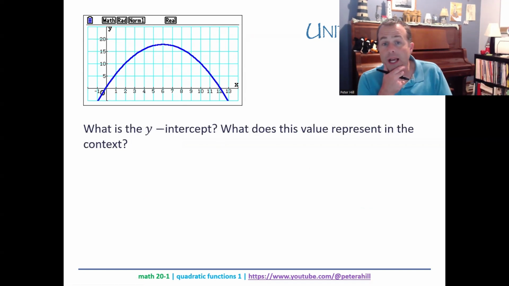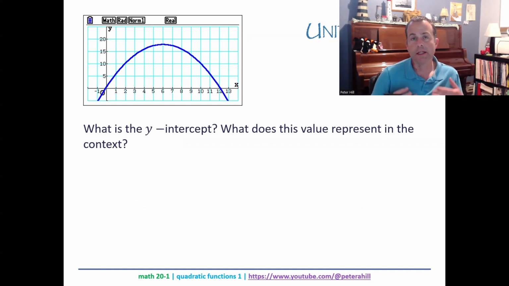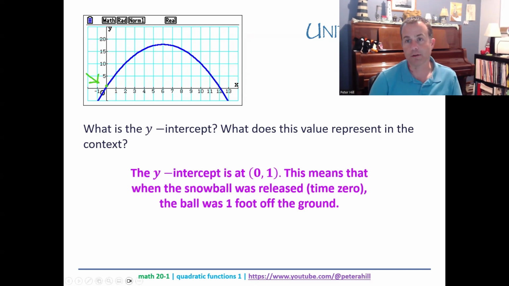What is the y-intercept, and what does this value represent in the context? Well, we know from grade 10, the y-intercept is when I hit the y-axis, okay? It's also when the value of x is 0. Now, because x in this particular context is time, that means at time 0. So time 0 would be right when I release the snowball from my hand, okay? So I can read that off my table. I did have the point where x was 0 on my table, and it was a height of 1. So the snowball is actually being released 1 foot off the ground.